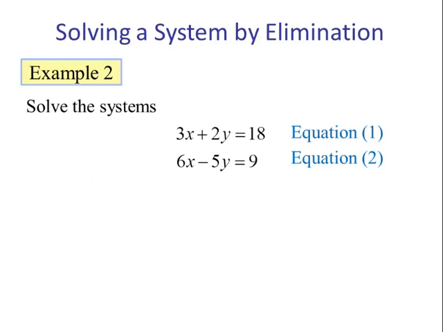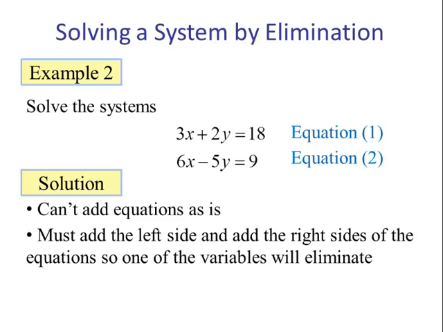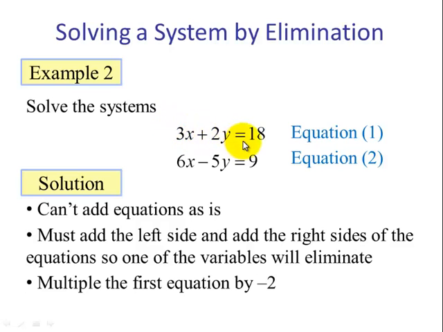Example 2. Solve the systems. Now in this case, if we were to add these two equations up, neither the x nor the y would cancel, so we can't add the equations as they are. We must add the left side and then add the right side of the equation so that one of the variables will be eliminated. So if we were to take the first equation and multiply it by negative 2, this would become a negative 6x. And a negative 6x plus 6x is 0. The x variable will be eliminated.